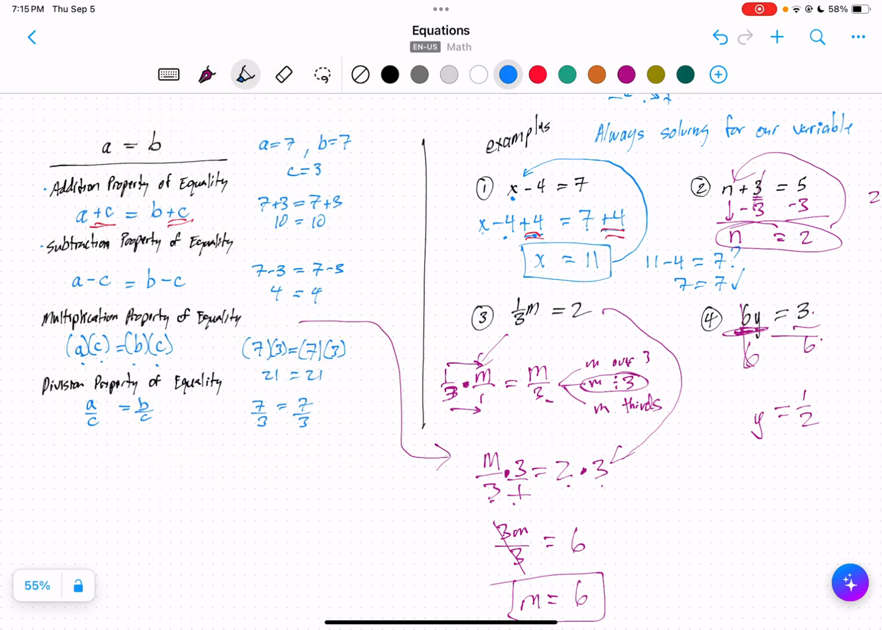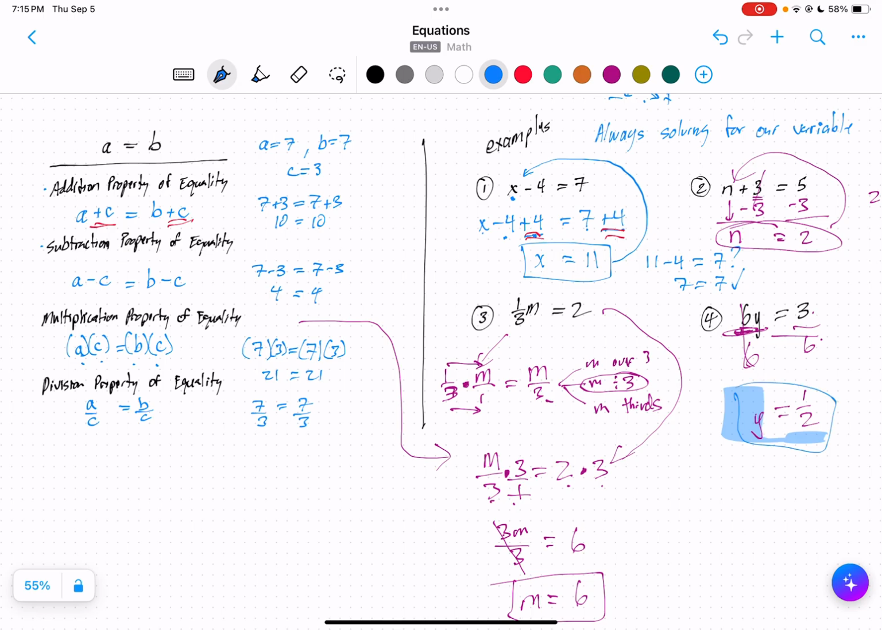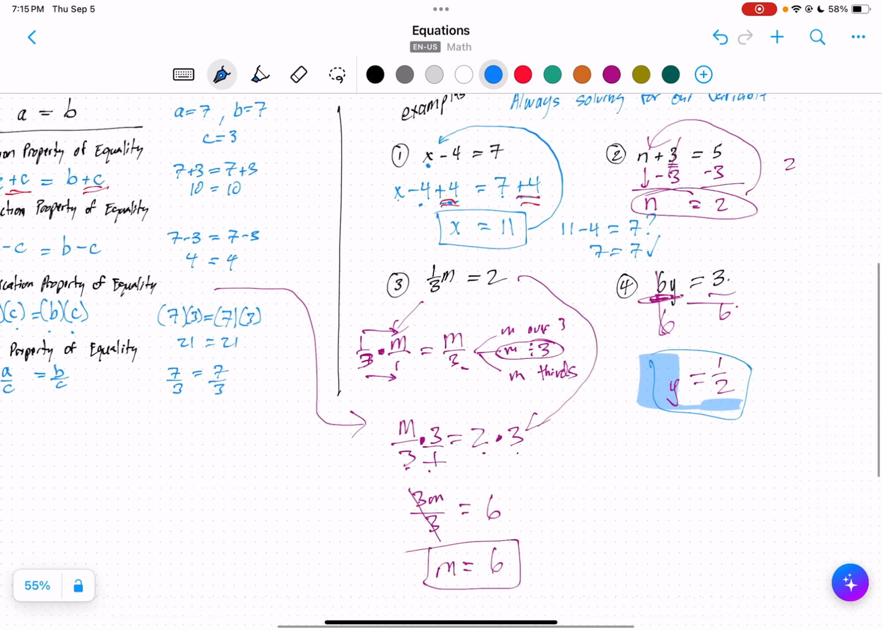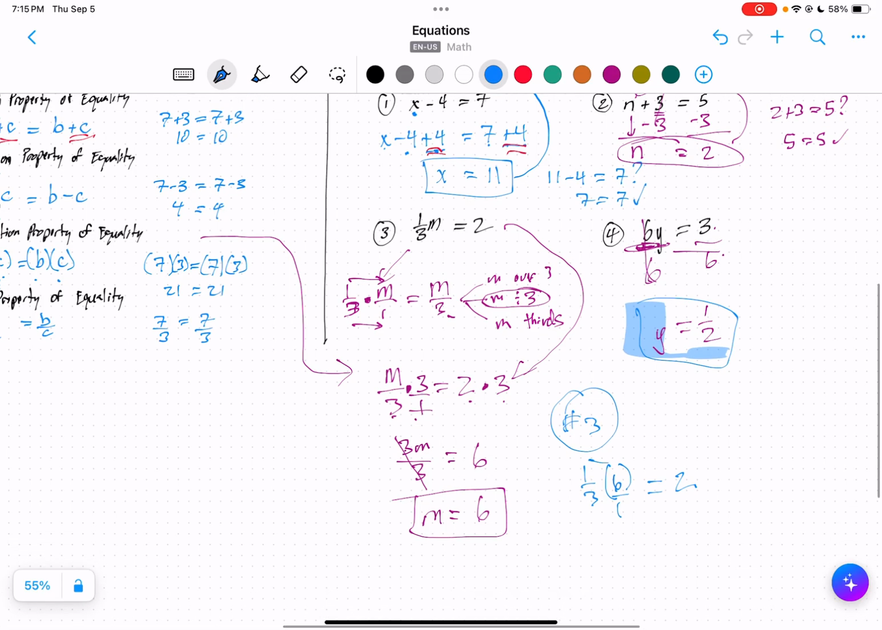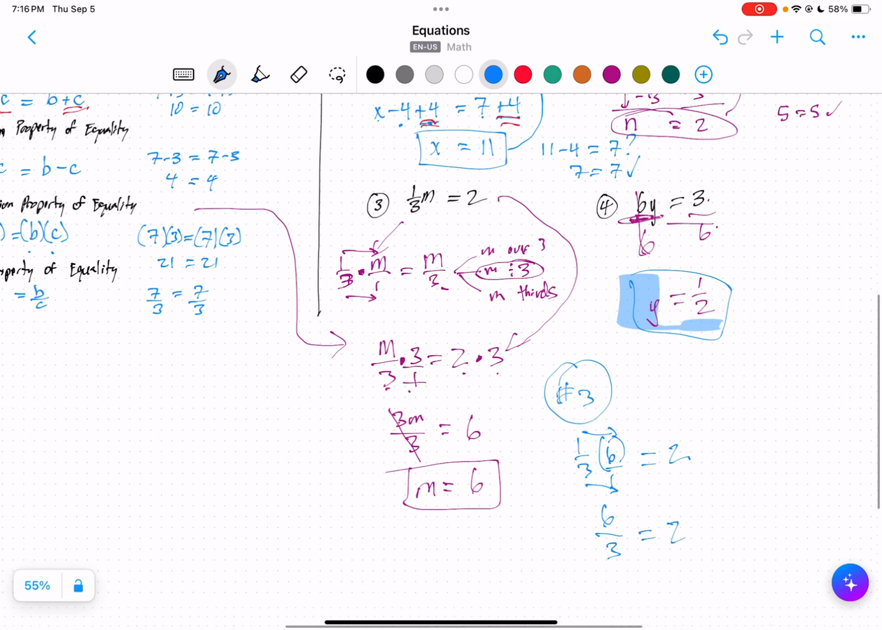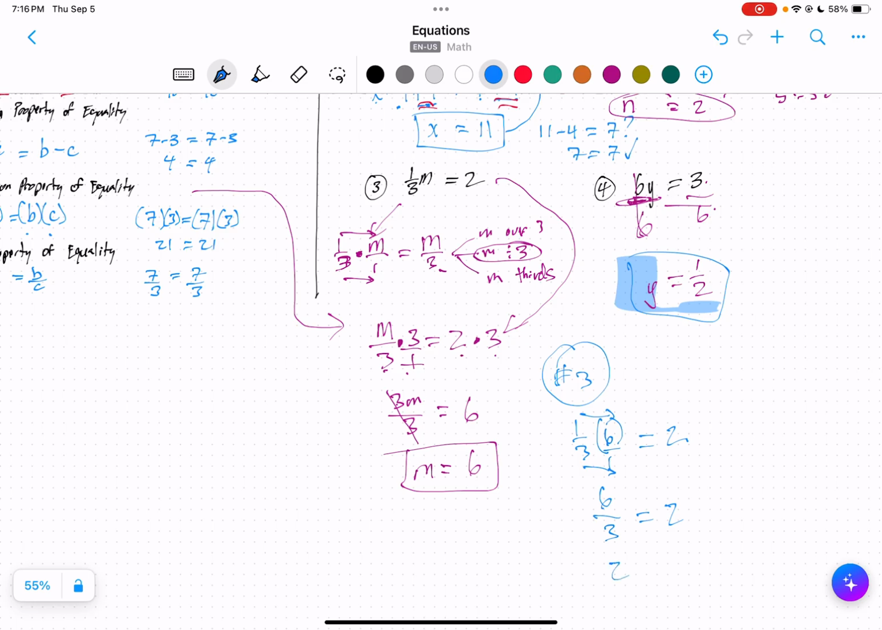And I forgot to check this, so let's go ahead and check this together really quick. For the top one, for number 3, if I have 1/3 and I multiply that by my value of m, which is 6, does it equal 2? Well, we learned that 6 is the same as 6 over 1. So 1 times 6 is 6, and 3 times 1 is 3. Is 6 divided by 3 the same as 2? Yes, it is. So checked.